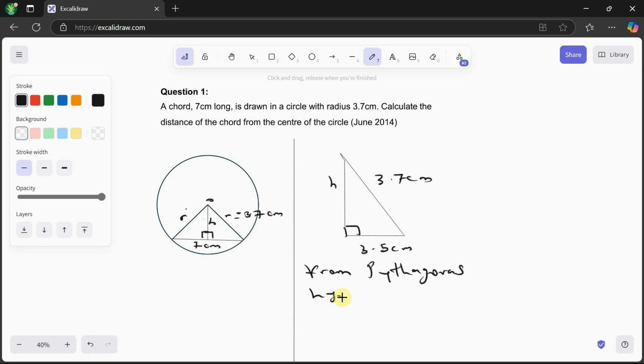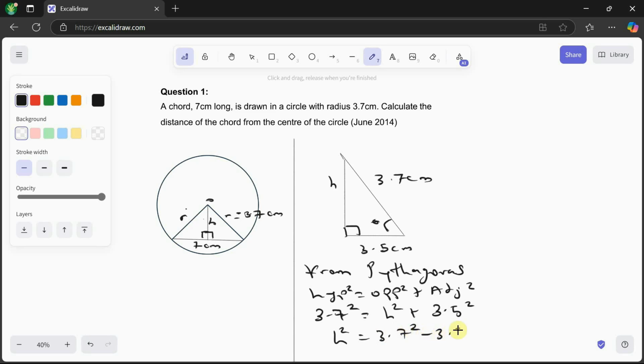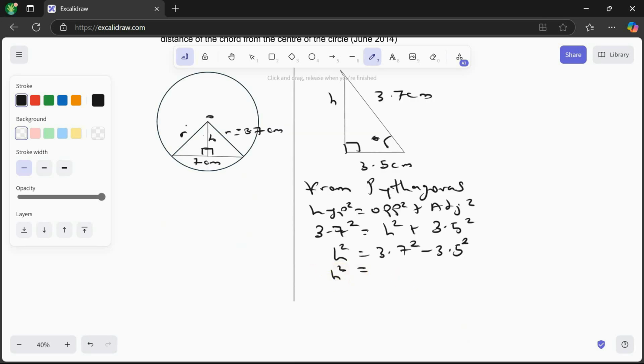From Pythagoras theorem, the hypotenuse squared is equal to the opposite squared plus the adjacent squared. The hypotenuse here is 3.7, so 3.7 squared is equal to the opposite, which is h, so h squared, plus the adjacent, 3.5 squared. So h squared will be equal to 3.7 squared minus 3.5 squared. I'll punch that into my calculator. That gives me 1.44. So my h would be the square root of 1.44.